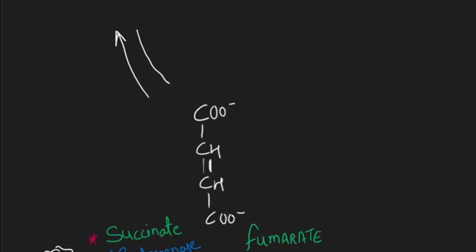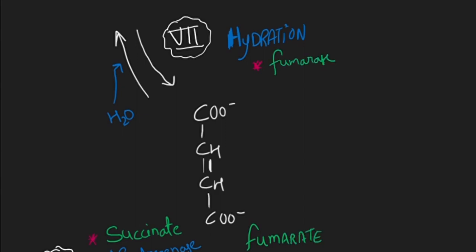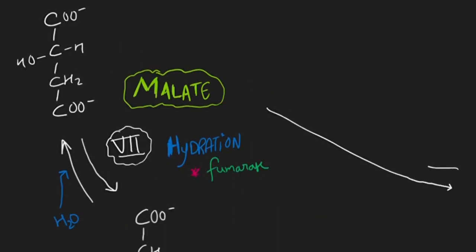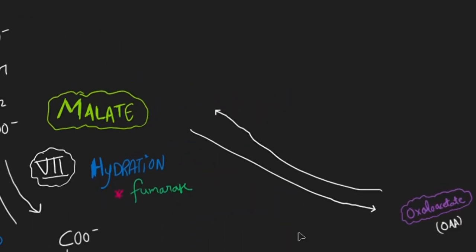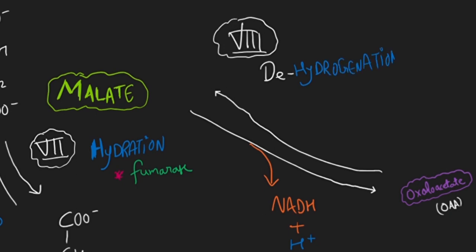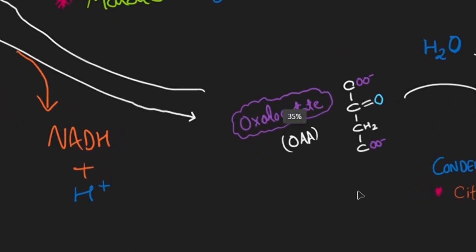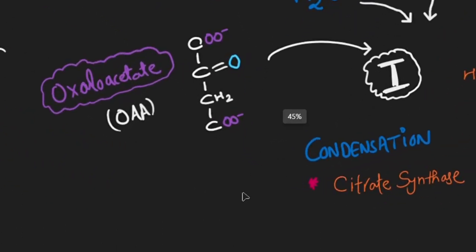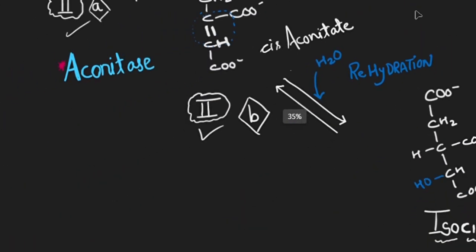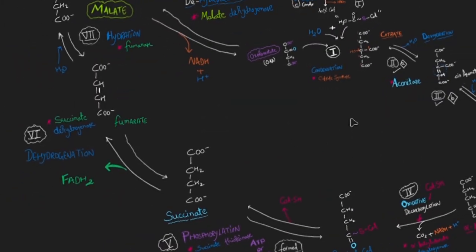Next, water is added in the seventh step, that is hydration, catalyzed by an enzyme called fumarase, forming malate consequently. Now, finally, malate is converted back to OAA, oxaloacetic acid, with the removal of hydrogen as NADH. This is the final step, step 8, called dehydrogenation, catalyzed by an enzyme called malate dehydrogenase, yet another dehydrogenase enzyme. And after oxaloacetate is formed, condensation with acetyl coenzyme A and all the consecutive steps are performed in a cyclic manner again in the Krebs cycle. And the cycle goes on and on.